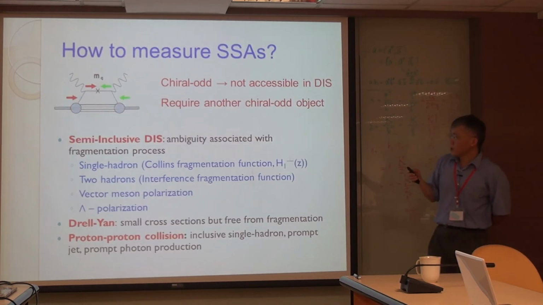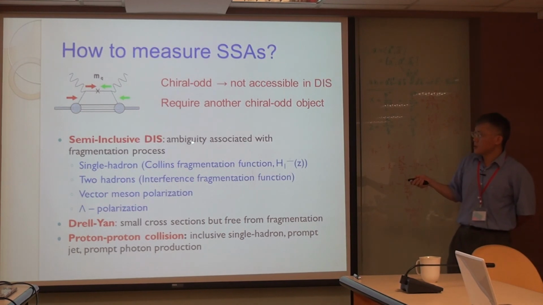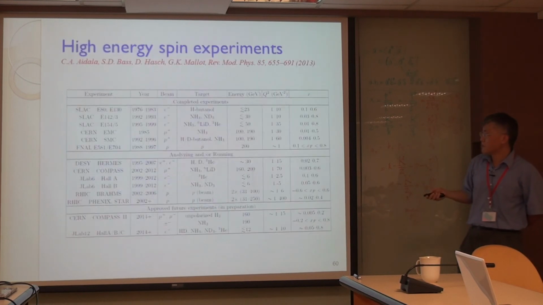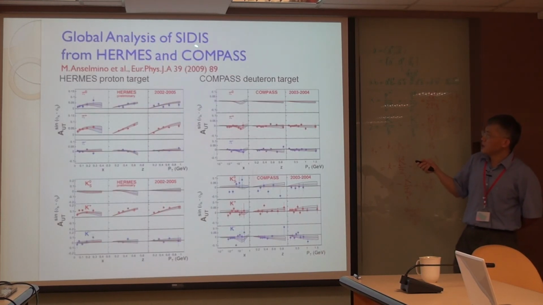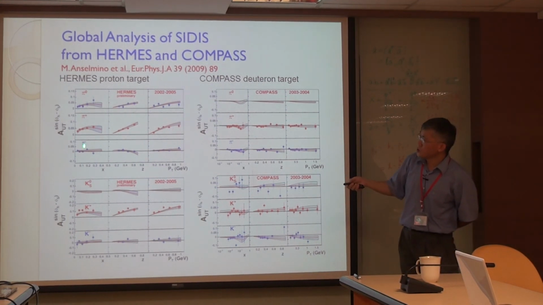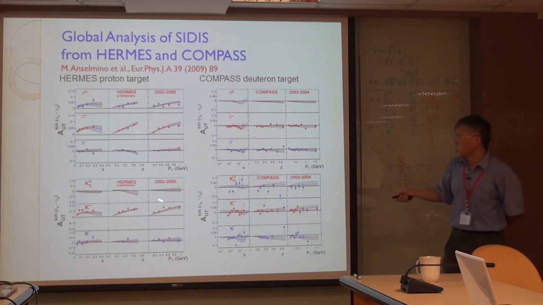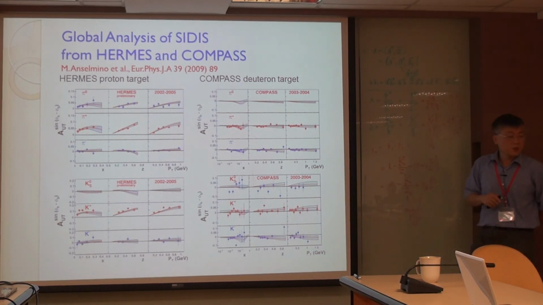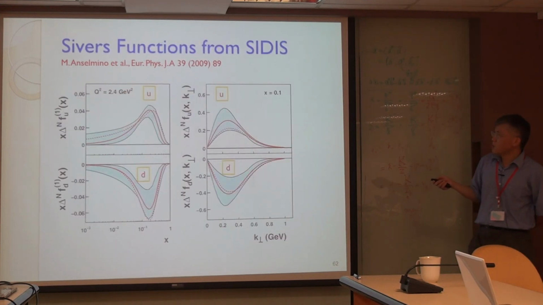Skip this one. So experimentally, we can measure it mainly in two processes: one is semi-inclusive DIS, the other is Drell-Yan. There are various experiments already carried out, specifically in SIDIS. In semi-inclusive deep inelastic scattering, for HERMES and for COMPASS, if you look into the pion production or kaon production in terms of the azimuthal dependence, they are able to extract this Sivers function clearly for the valence quarks.